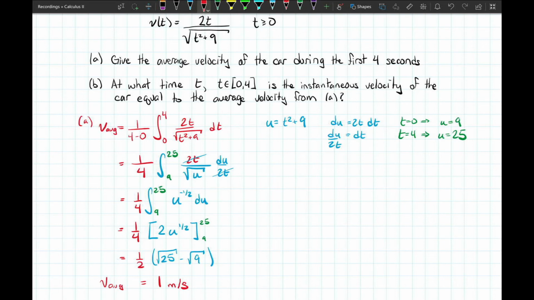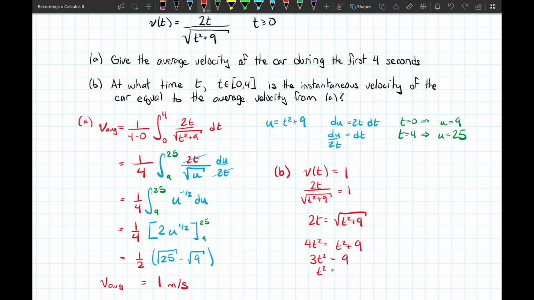Let's see if we can figure out what that is. Well, we will set v of t equal to 1, and that gives us an equation to solve. Well, we can rearrange that equation, and we can square both sides to get rid of that square root. This becomes a nice, easy quadratic. T squared has to equal 3. Well, remember, we're looking for a time in the interval from 0 to 4, so we're only going to consider the positive root of 3, and that gives us our time.